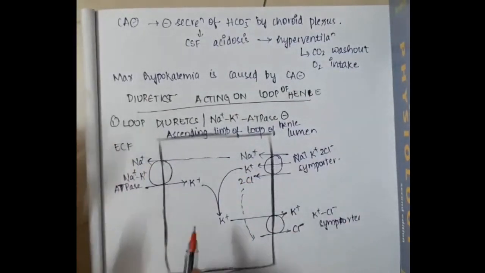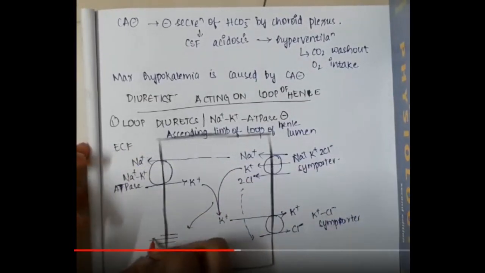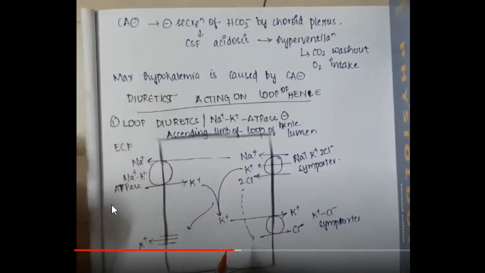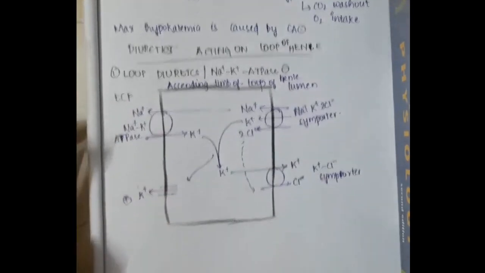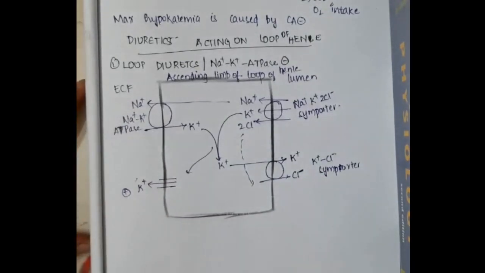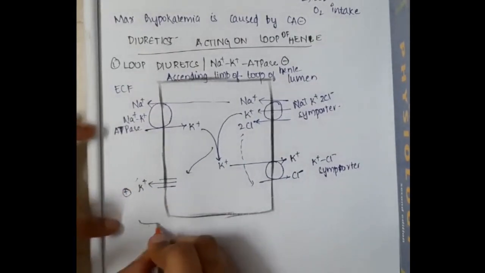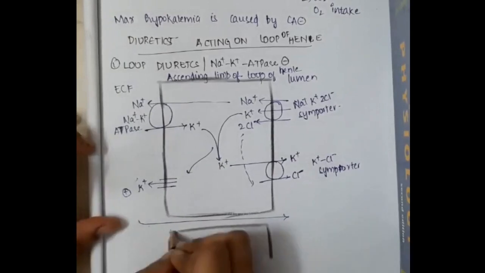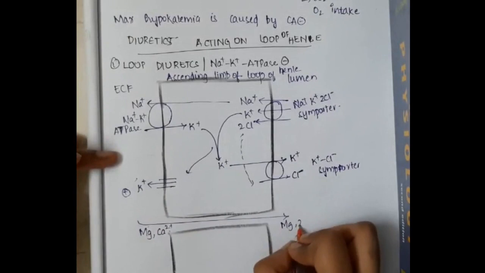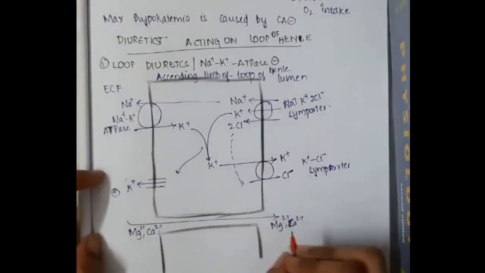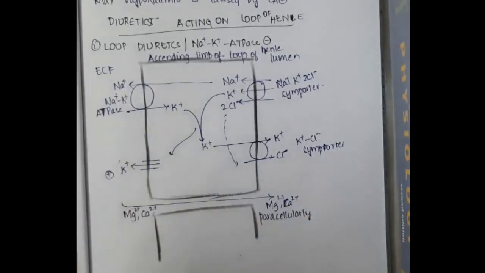But before we see the effect of loop diuretics, one more important thing, some part of this potassium also enters the extracellular fluid through potassium transporter, right? Now this will help in maintenance of transmembrane gradient and proper reabsorption of sodium potassium 2 chlorides. There is also paracellular transport, but this is minimal: magnesium and calcium are excreted very minimally paracellularly, that is in between the cells.